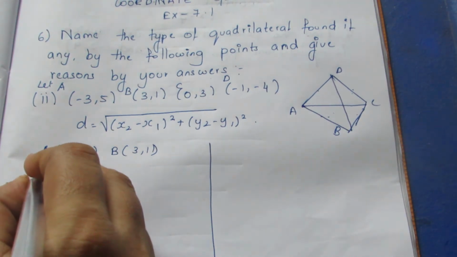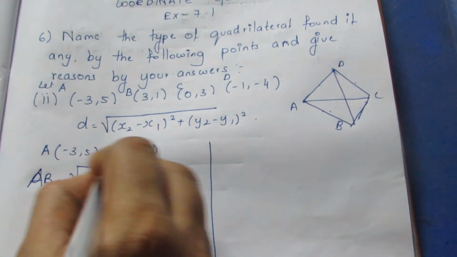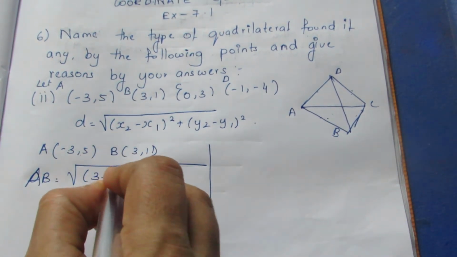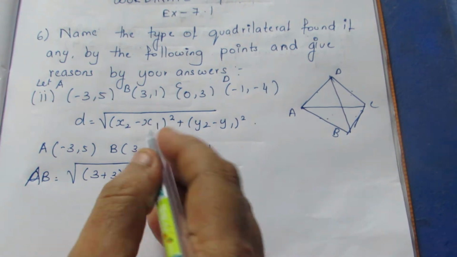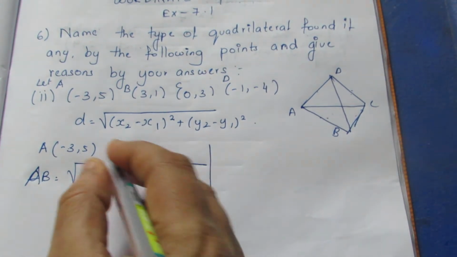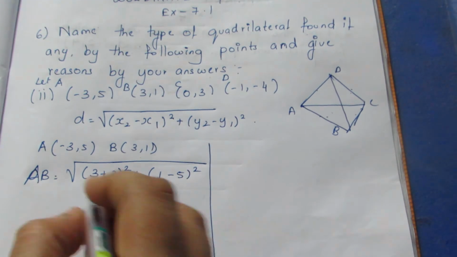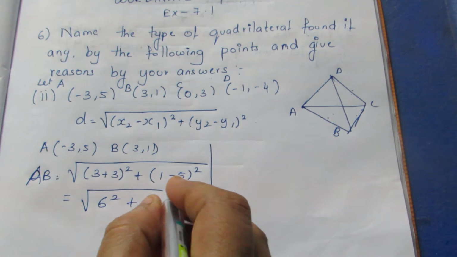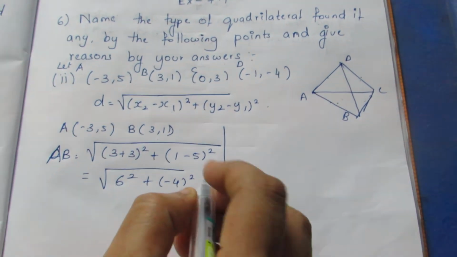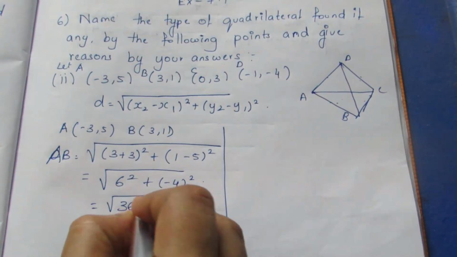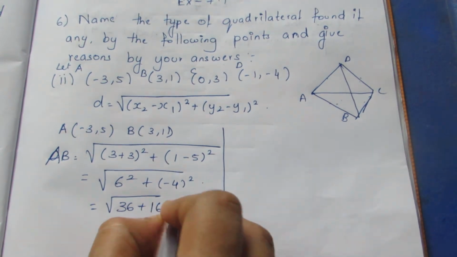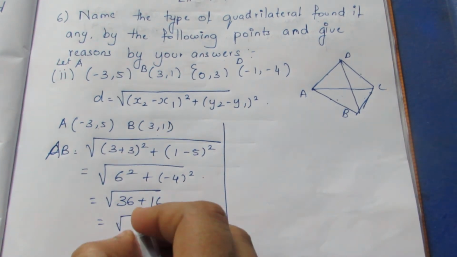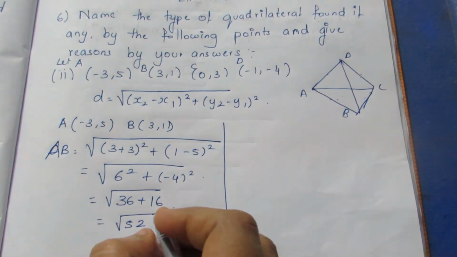For AB, the distance is equal to the root of x2 minus x1 the whole square, that is 3 plus 3 the whole square. Always change the second sign because of this minus plus. Here 1 minus 5, we can write it as minus 4. This becomes 6 square plus minus 4 the whole square. Now 36 plus 4 fours are 16. Root 52.